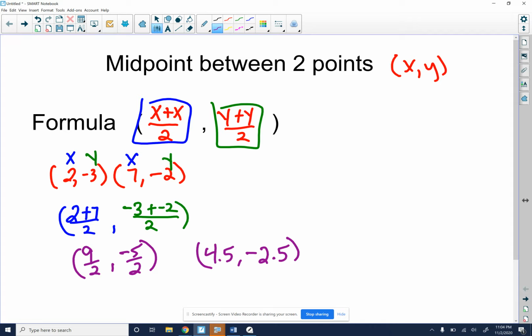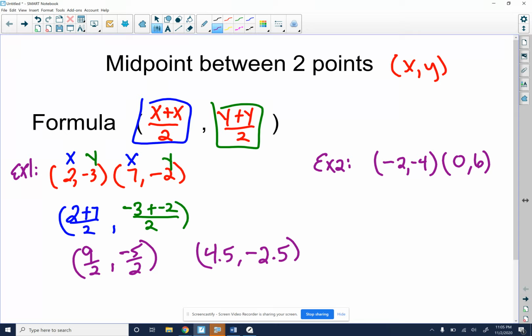Let's try one more. So that was my example 1. Let's go to example 2. Let's get some negatives in the front this time. So -2, -4, and let's say 0, 6. And they want you to find the midpoint or the halfway mark between those 2 points.